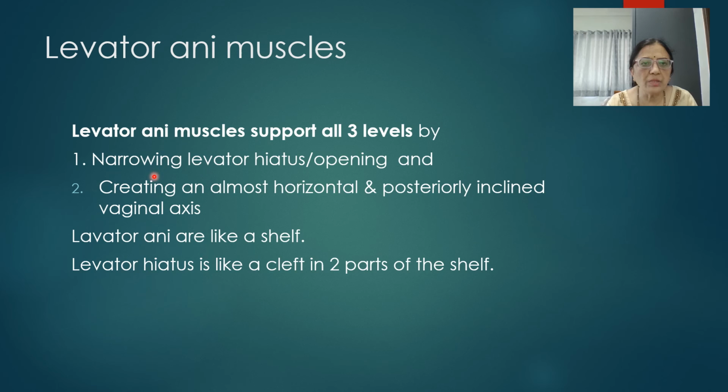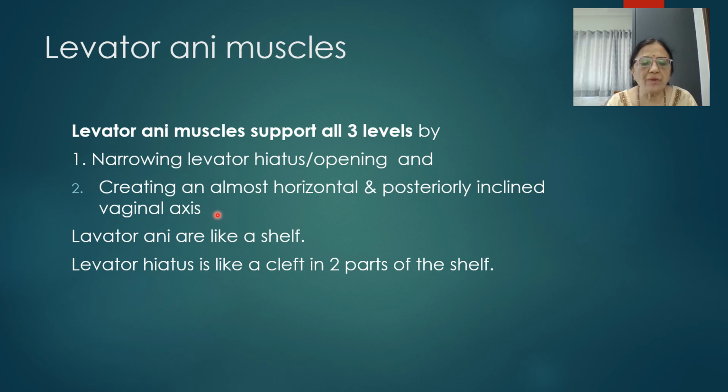Another way they support these pelvic organs is by creating an almost horizontal and posteriorly inclined vaginal axis. If we see the vagina in standing position, it is not vertical. It is in a horizontal direction, and it is directed towards the sacrum, posteriorly inclined.